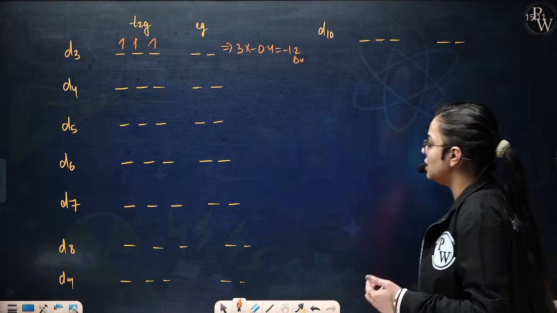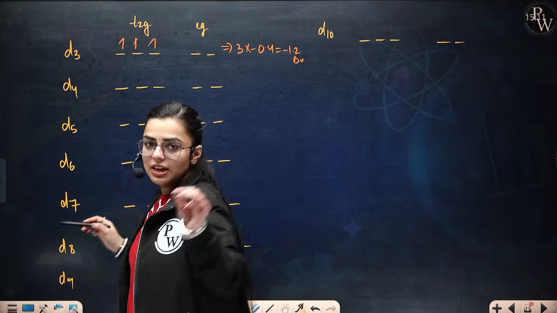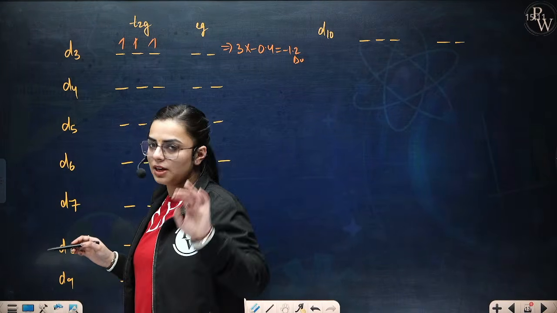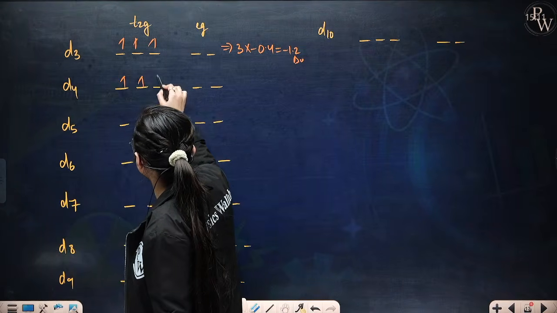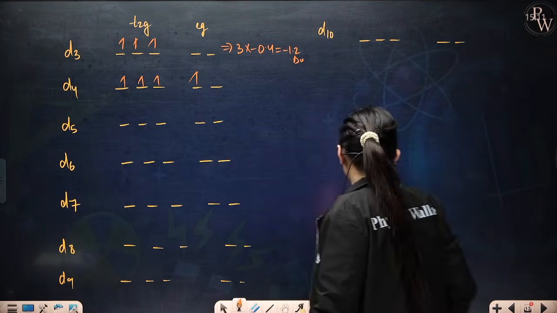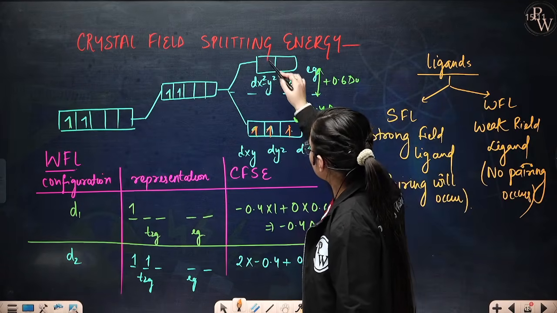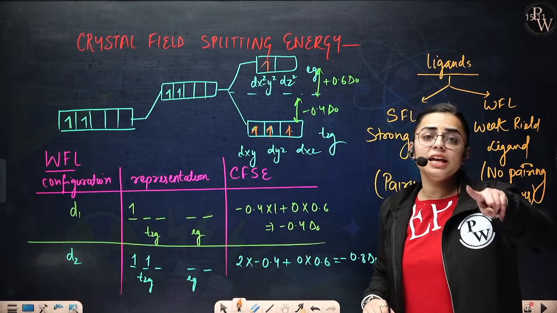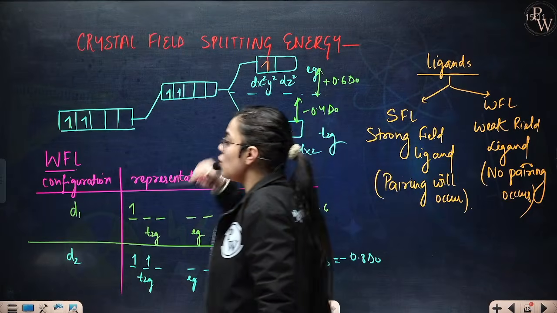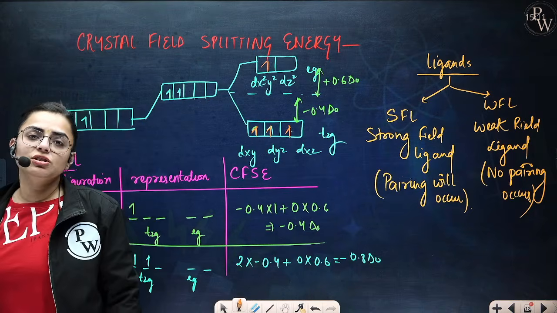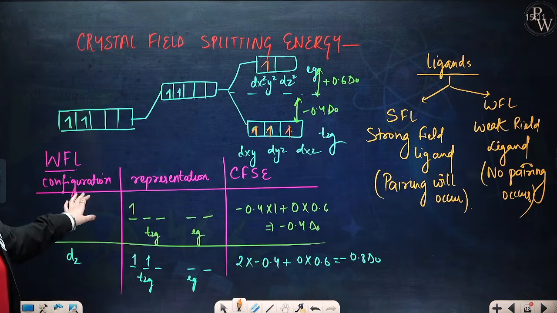Now coming to the D4, see. As I told you, it is a weak field ligand. In the case of a weak field ligand, no pairing. So what will happen? 1, 2, 3, 4. See over here, like this. If I fill over here, it is 1, 2, 3, then 4. It is a weak field ligand, no pairing. The fourth electron will go to which level? The EG level. Is it clear to people?